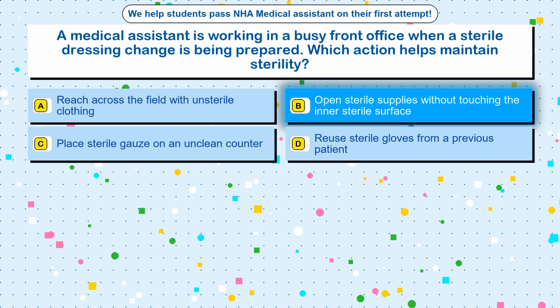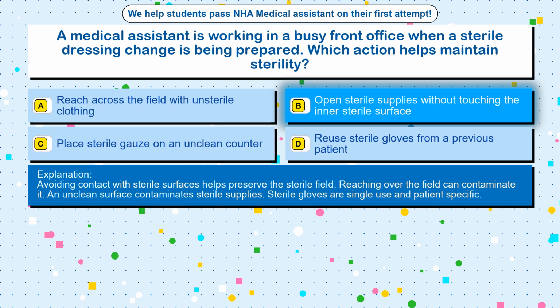The correct answer is option B. Open sterile supplies without touching the inner sterile surface. Avoiding contact with sterile surfaces helps preserve the sterile field. Reaching over the field can contaminate it. An unclean surface contaminates sterile supplies. Sterile gloves are single-use and patient-specific.